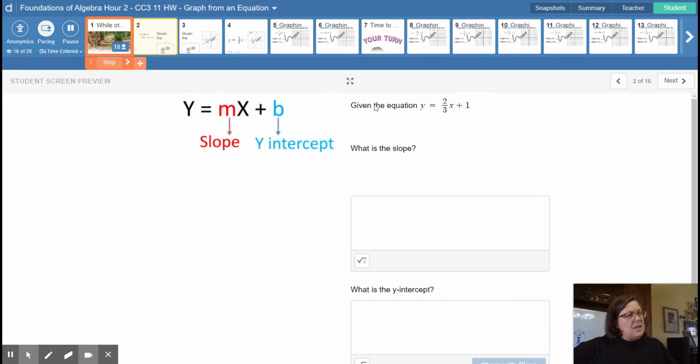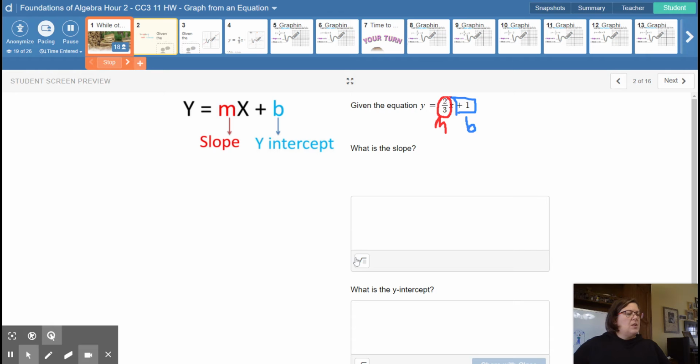So in looking at slide 2 in this equation, y equals 2/3 x plus 1. To identify the slope, all you simply do is look at this equation. You say, okay, here's the x, and the number next to the x is our slope. And then you say, okay, well, what's the y-intercept? And I notice that my y-intercept is here. It's a positive 1. And so we know that that is our b.